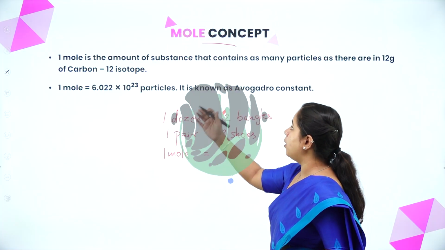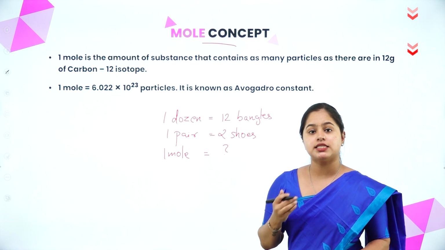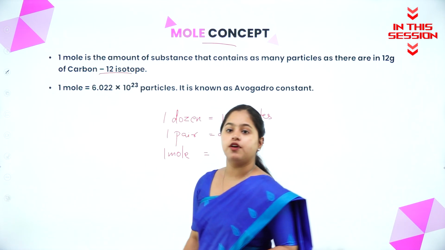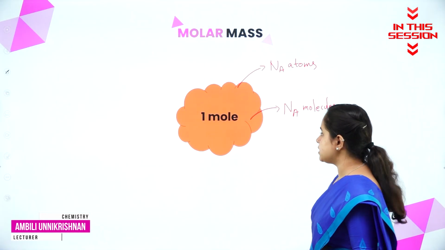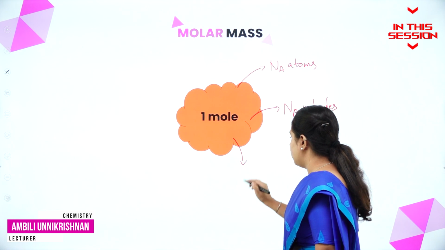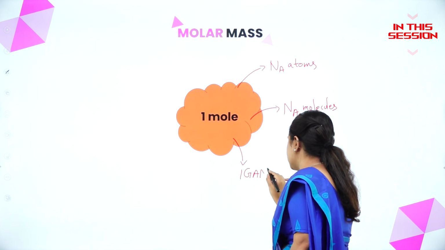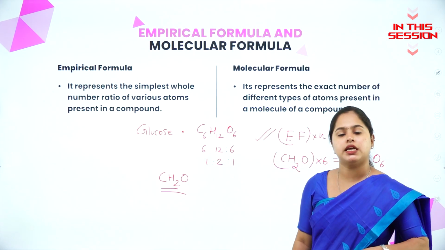One mole is the amount of substance that contains as many particles as there are in 12 gram of carbon-12 isotope. How can you represent 1 mole in terms of molar mass? Yes, 1 mole will be equal to 1 gram atomic mass. Simplest whole number ratio of the various atoms present in a compound. What is that? Empirical formula, right?